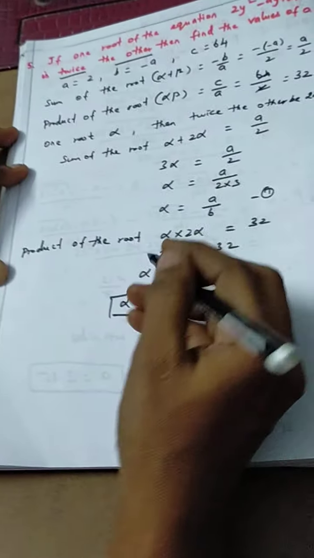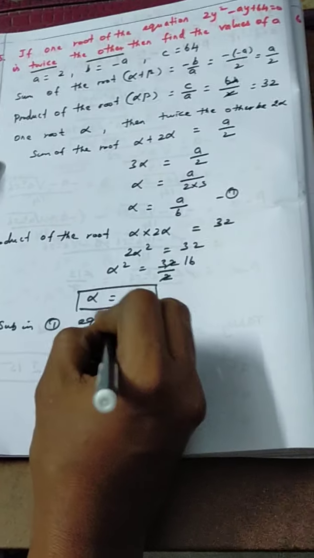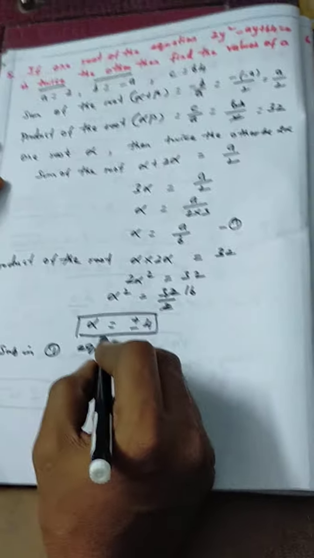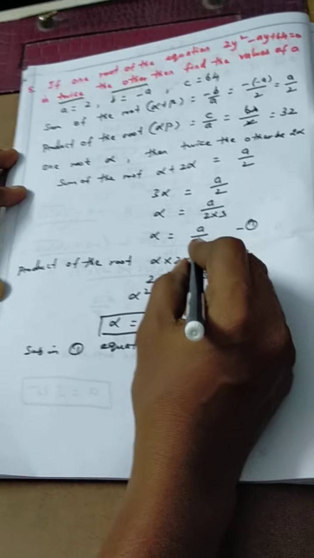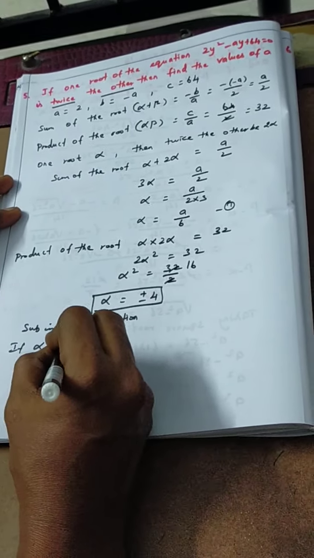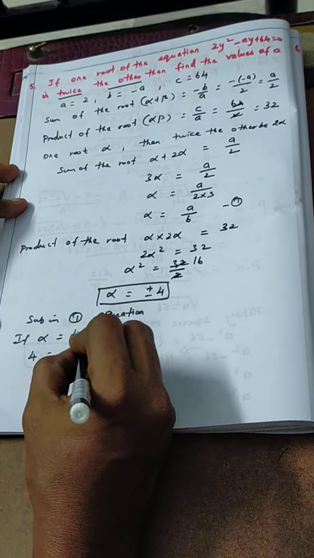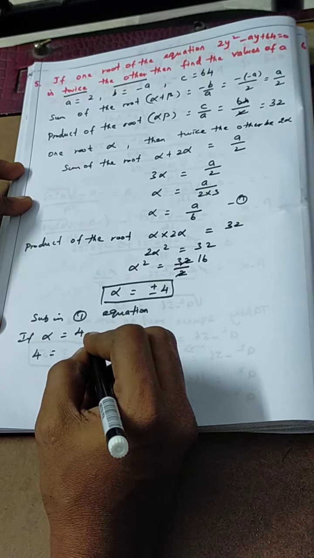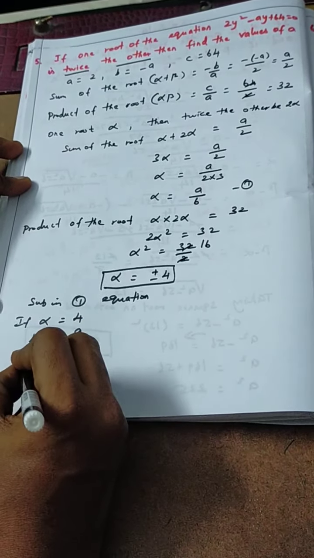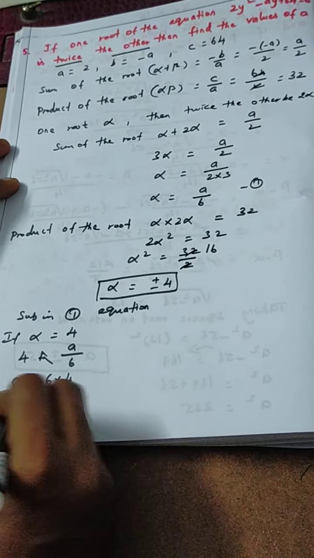Find the value of a. So substitute the alpha value in the first equation. One value is alpha equal to 4, apply in the first equation. Another value is alpha equal to minus 4, substitute in the first equation. If alpha equal to 4, substitute the value in the first equation: 4 equal to a divided by 6. Cross multiplying, a equal to 6 into 4, therefore a equal to 24.